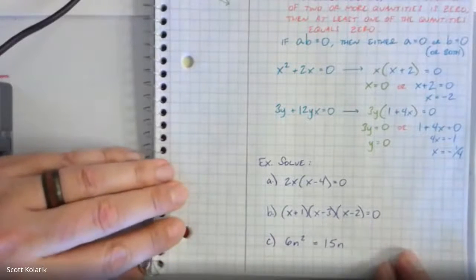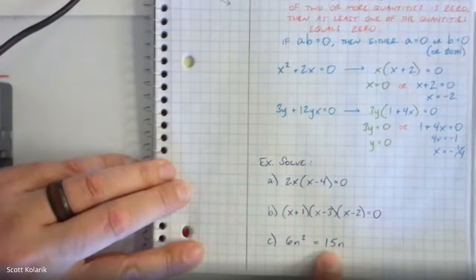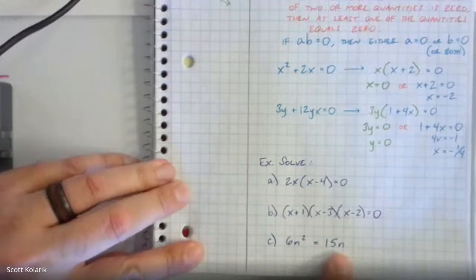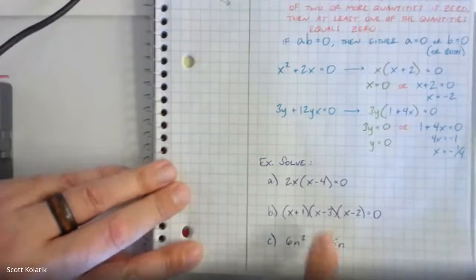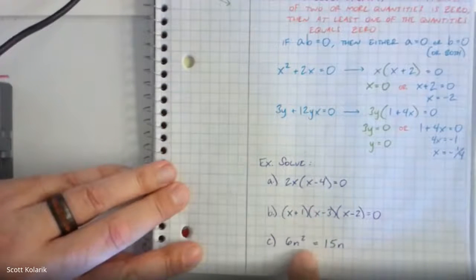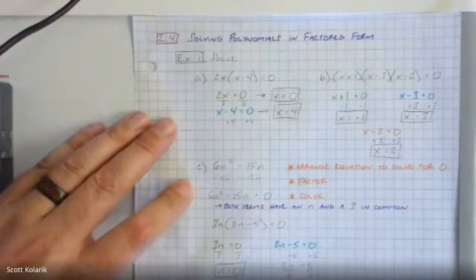Where I'm going to focus most of my attention to close out the class will be this one, because it's not factored. So what do we do in this case, where I have 6n squared equals 15n? So I'll deal with this one for the most part. I'll just show you the results for A and B, but I'll talk through this guy. All right, so let me transfer back over to our solution sheet. This is also uploaded on the Google Classroom.